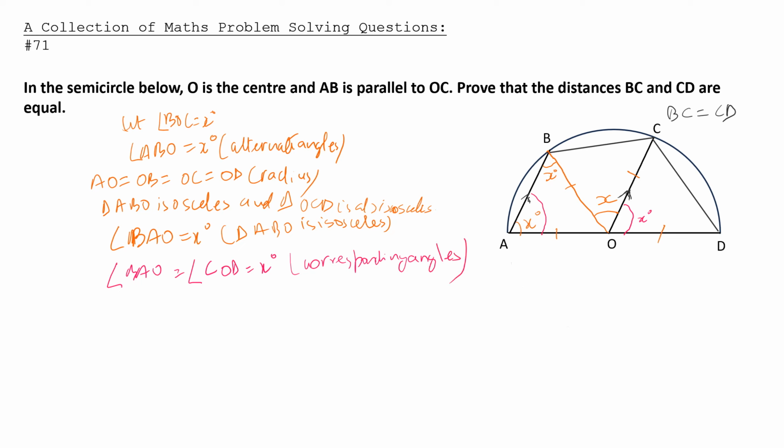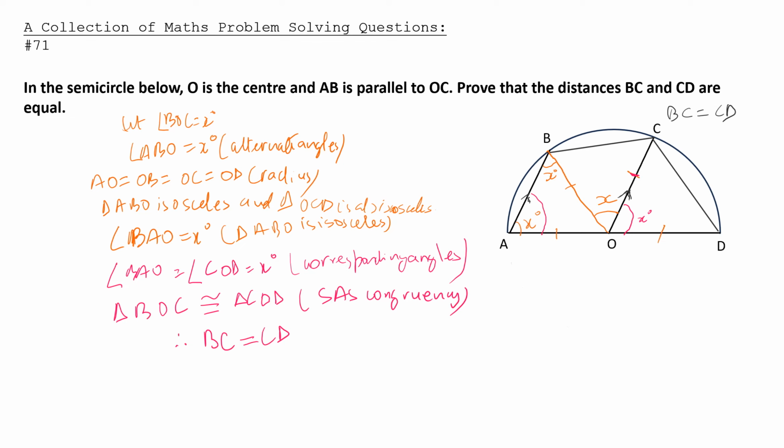Therefore, a congruency is proved because two sides and the included angle are equal. So we can say triangle BOC is congruent to triangle COD, side angle side congruency. So that means BC should be equal to CD because the two triangles are congruent.